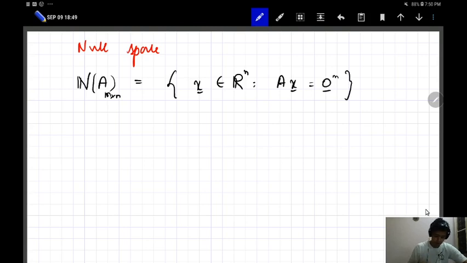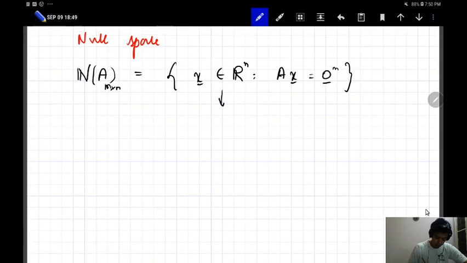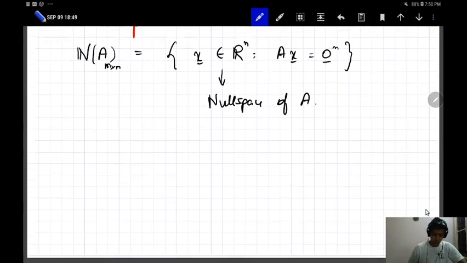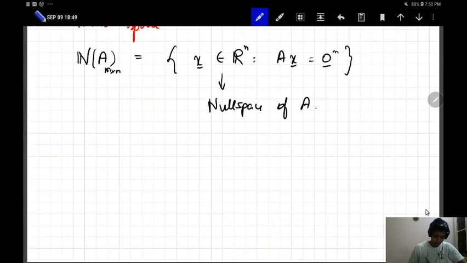So this set is what I call the null space of a matrix A. And I want you to pause this video for a moment and show that the set N of A is indeed a vector space. It's a subspace of Rn. Okay, so hopefully you have the proof, but here it is anyway.